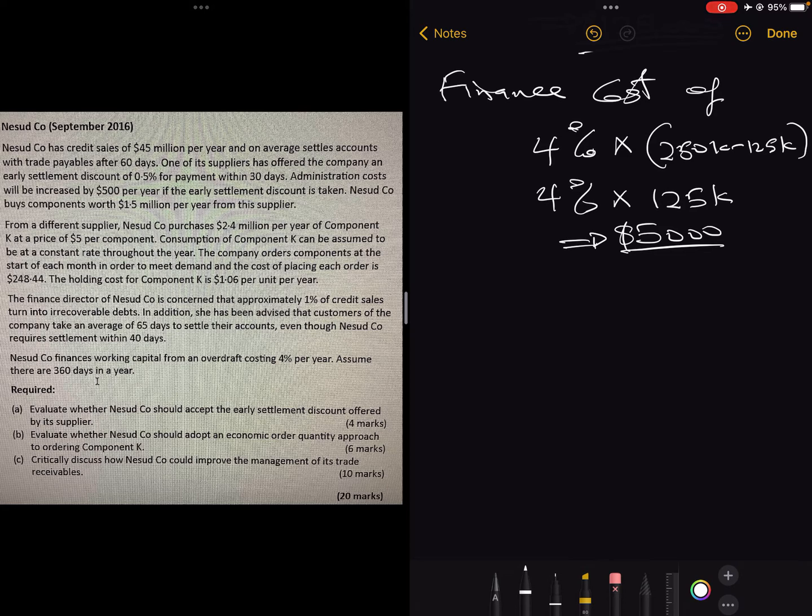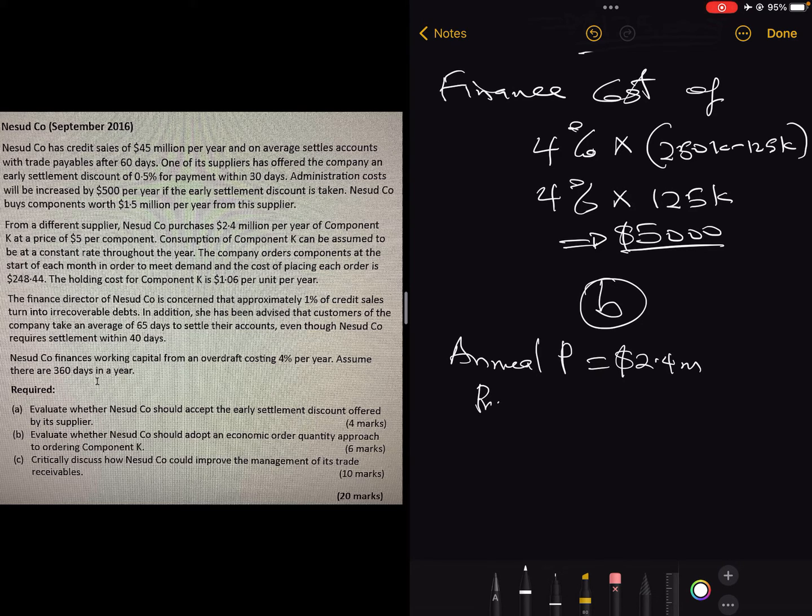So I go to part B, and that is relating to component K, which is the second paragraph, from a different supplier. Nesud Co. purchases 2.4 million per year. So we know that the annual purchase is $2.4 million a year.